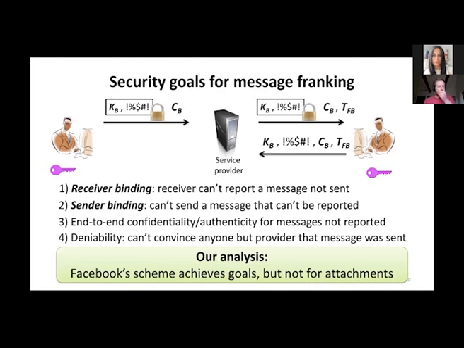So in our analysis, we show that the Facebook scheme achieves these goals, but not for the extension to attachments. And the particular problem for attachments is that we showed an attack against sender binding. So a sender could send illicit content that wouldn't be reportable. So I was going to go over what the issue was.